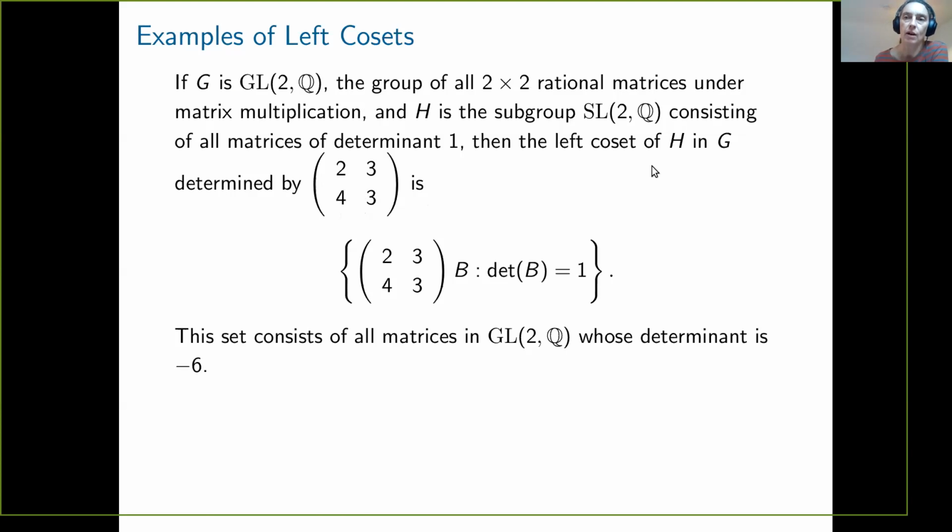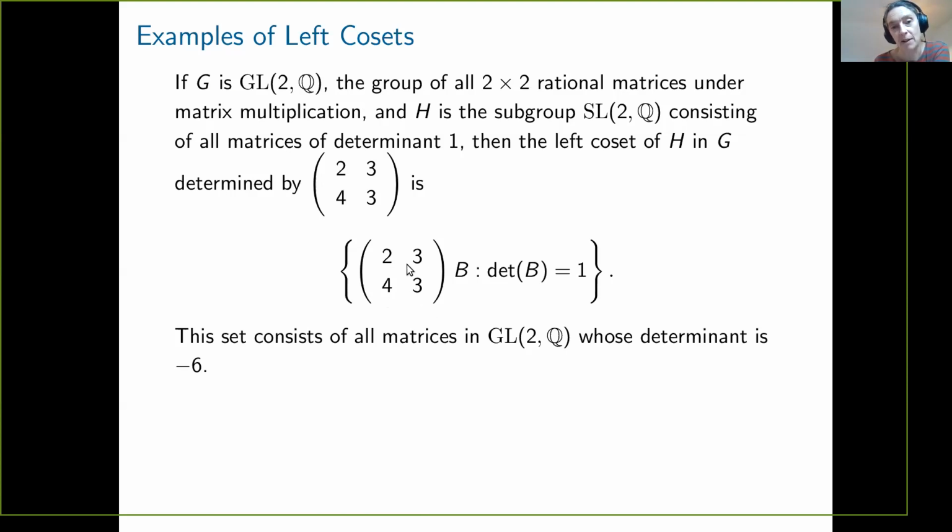By definition of coset, the left coset of H in G, determined by that matrix, is the subset of GL2Q consisting of all matrices that you can get by taking something that's in SL2Q, taking something that's in H, so taking something whose determinant is 1, and multiplying it on the left by this matrix using matrix multiplication. And we can figure out what that is as a subset of the entire general linear group. If we take something whose determinant is 1 and multiply it on the left by this invertible matrix, the determinant of that product is going to be the determinant of this one times 1, which is going to be -6.